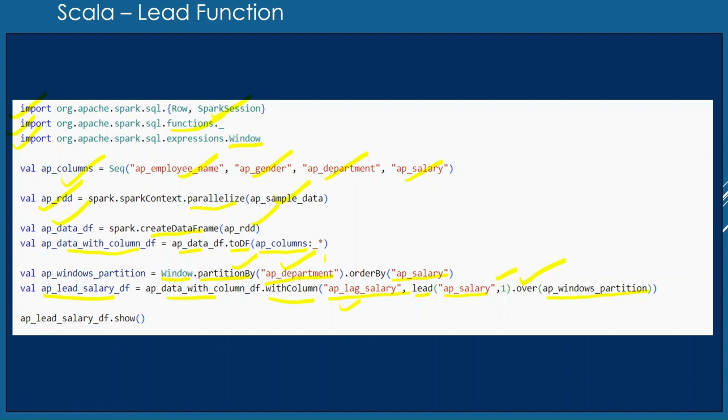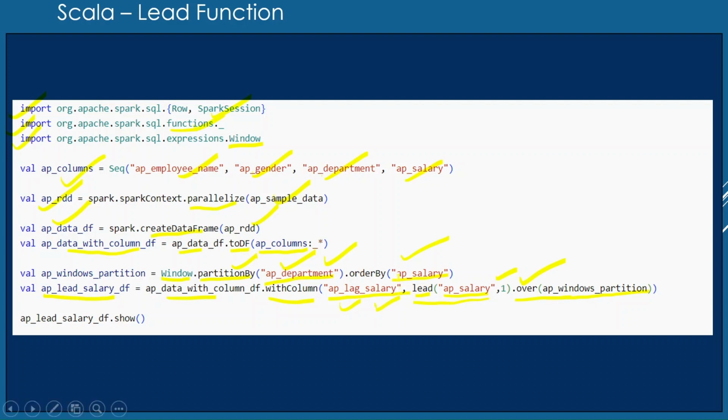based on this AP department, and ordering the data of that partition with the help of AP salary. So it will partition the data, then it will call this lead function. In that particular partition, it will see the AP salary column in the same row, take the succeeding row, and populate that succeeding row value in this AP salary column.